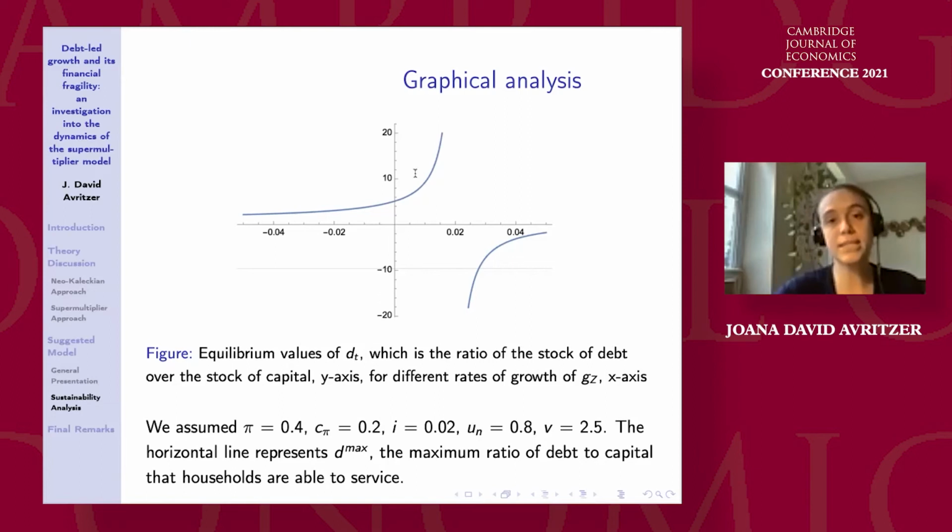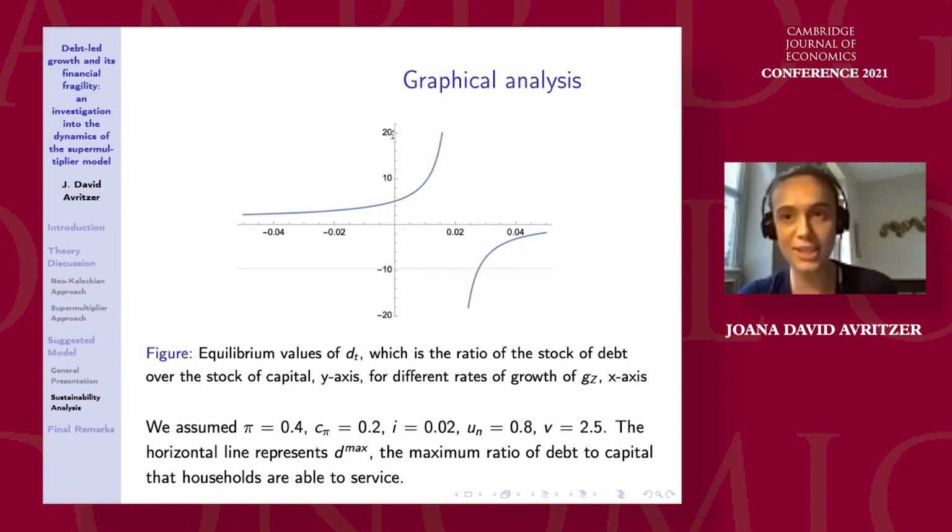So this is basically the levels of the fully adjusted position, the levels of D for the points where D dot is equal to 0. Those are the fully adjusted position levels of the ratio for the different rates of growth. Here we have g, the rate of growth of the economy, and here is the D for D dot equals 0, the fully adjusted position.